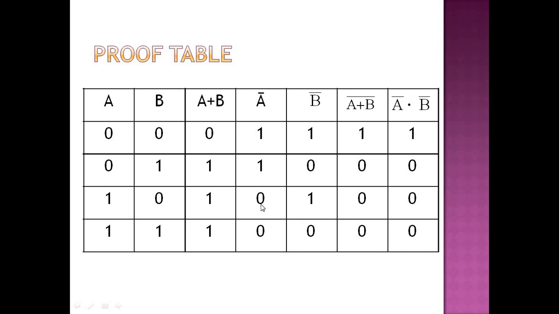Again we write the complement of A and complement of B. So here for complement of A we get the output as 1 1 0 0, and for complement of B we get the output as 1 0 1 0. Here again we take the complement of the OR gate. So it is nothing but A plus B complement, and here for 0 we get the output as 1, and for all ones we get the output as 0.